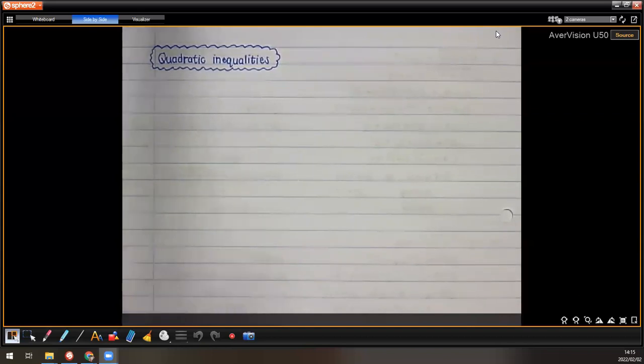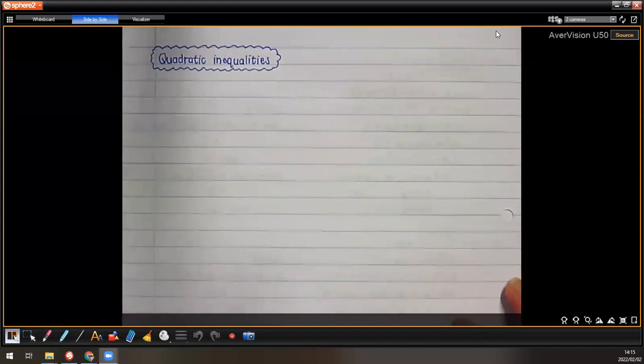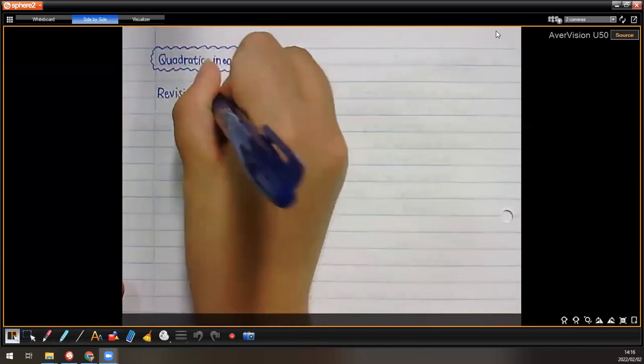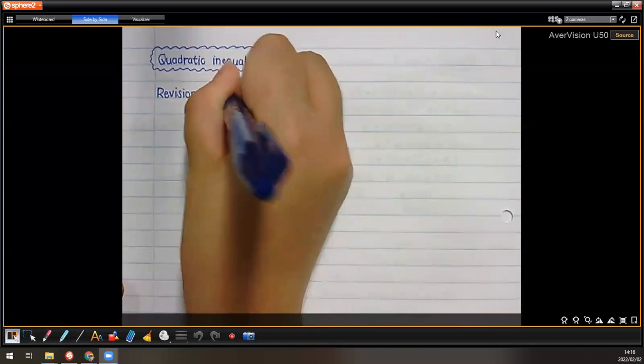Back in grade 10, you did linear inequalities, where you're just working with an x or a y. Now we're going to do inequalities where we work with an x squared. But before we jump into that, I just want us to do an example of a linear one, maybe two examples, just so that we can remember what we did for those. Revision: linear inequalities.